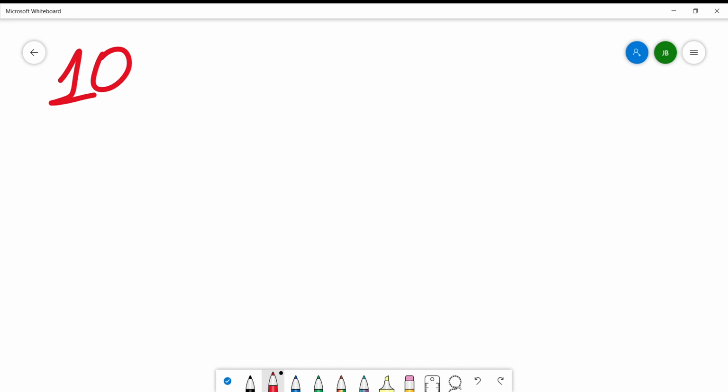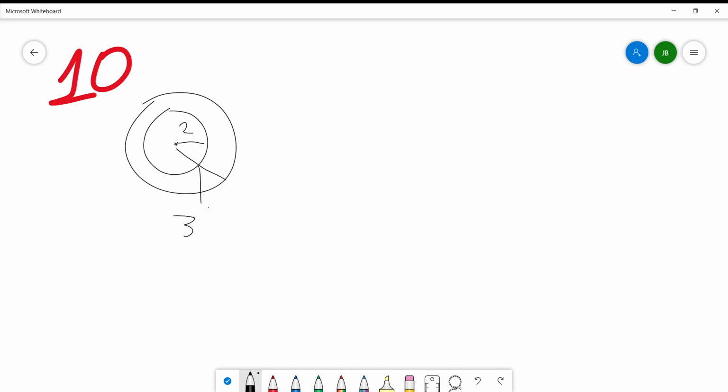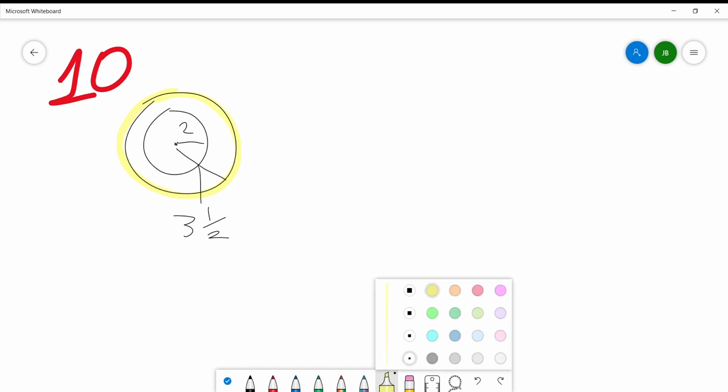Okay, so I'm going to redraw this as best I can. So we have a circle, we have another circle. This circle has a radius of 2 because the diameter is 4. And the big circle has a radius of 2 plus 1.5, so this is 3.5. So here's what we're going to do. We're going to find the area of the big circle, and we're going to subtract.